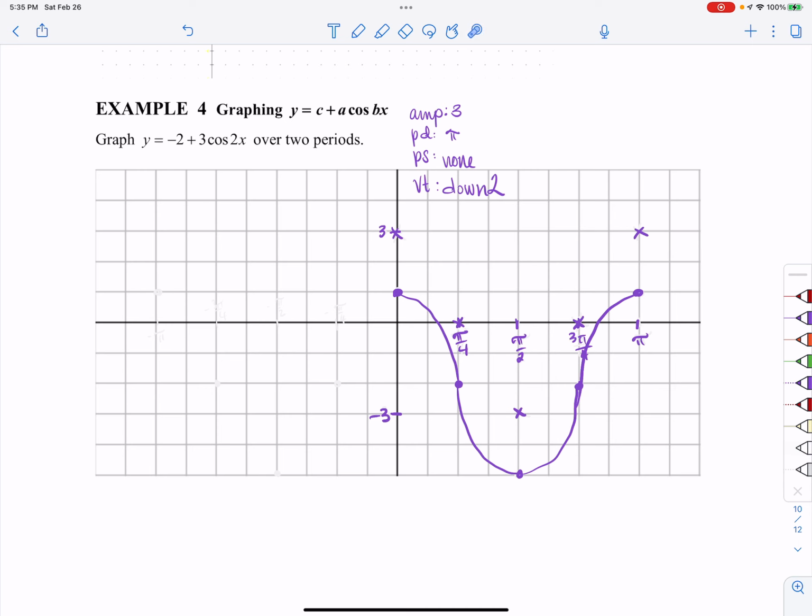Notice once again that it does ask us for 2 periods. All right, so here's going to be my next, what would have been my x-intercept, but it was shifted down 2. And then here's my minimum. And then again, an x-intercept that was shifted down 2 units. And my maximum.